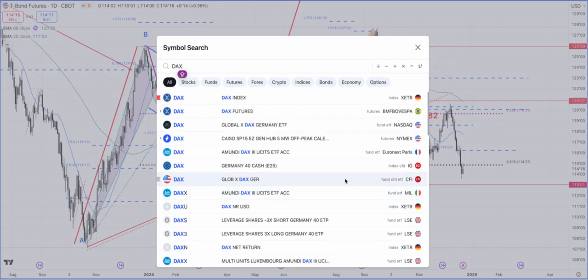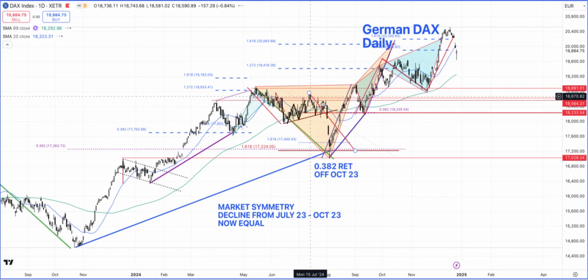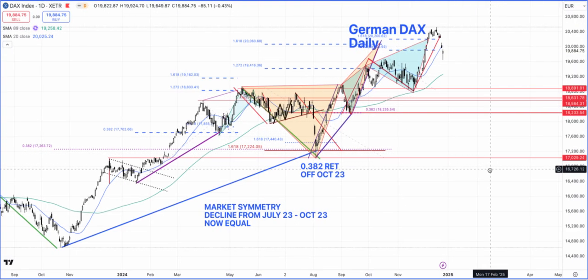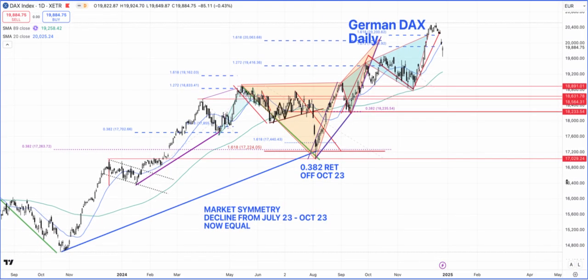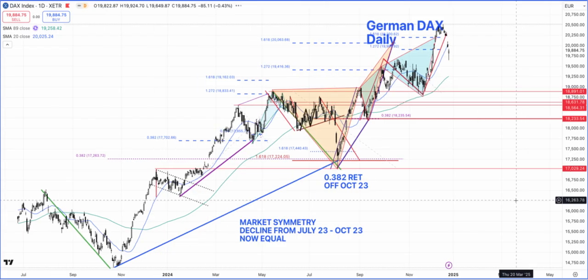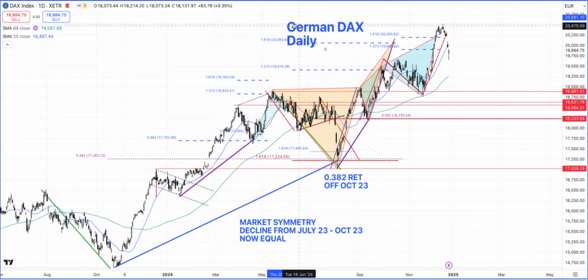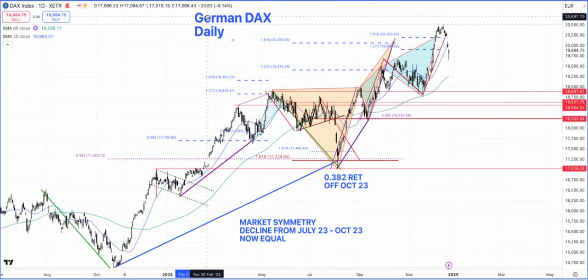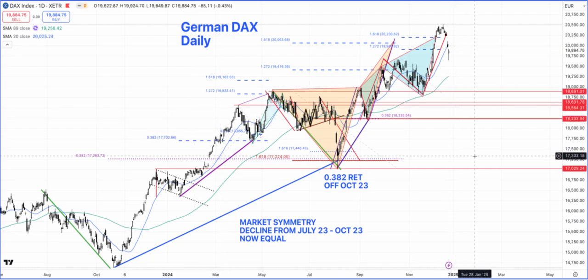Let's take a look at some of the foreign markets. So let's take a look at DAX. This is the chart we don't often look at because we focus a lot on the US markets, but from time to time we do take a look at the foreign markets, such as the European market. And here we had this pattern drawn. You can watch the old videos.